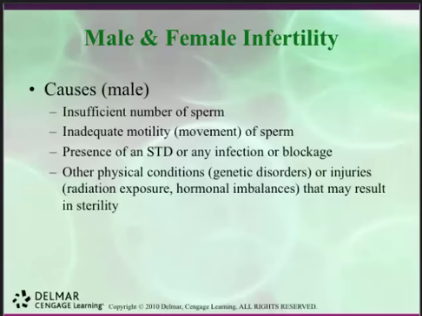The causes in the male include an insufficient sperm count in the semen, inadequate motility of the sperm, the presence of an STD or any infection or block, or other physical conditions such as genetic disorders or injuries such as radiation exposure or hormonal imbalances that can result in sterility. Why do sperm need good motility for fertilization? Because of their long journey in the egg to the fallopian tube in order to accomplish their task.